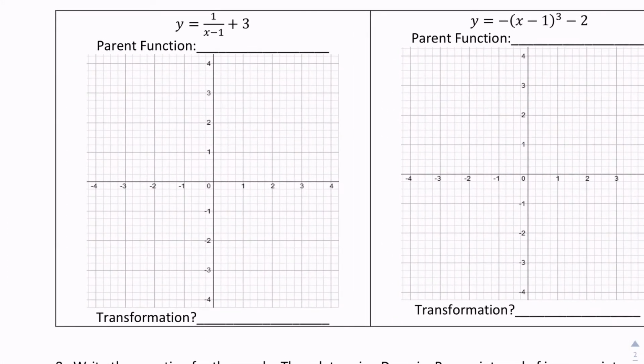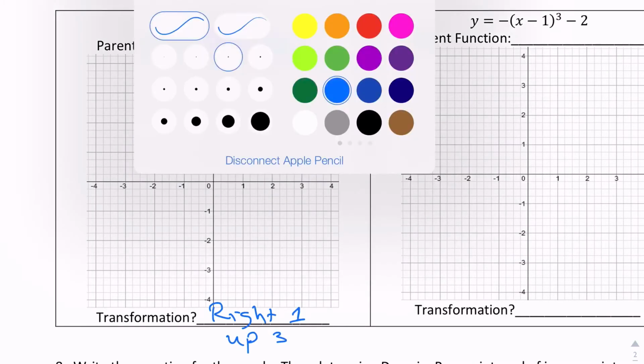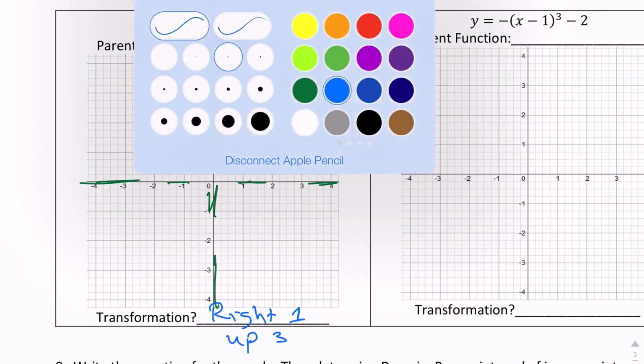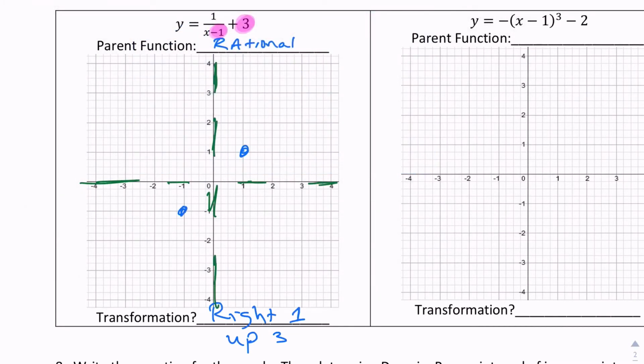Here our parent function is rational. The transformation, so we have a right 1 and an up 3. Okay, so in a rational graph, I'm going to start with these asymptotes at the zeros. Our key points start at 1, 1 and -1, -1. We don't have any stretching or reflecting. We're just sliding it right 1 and up 3.